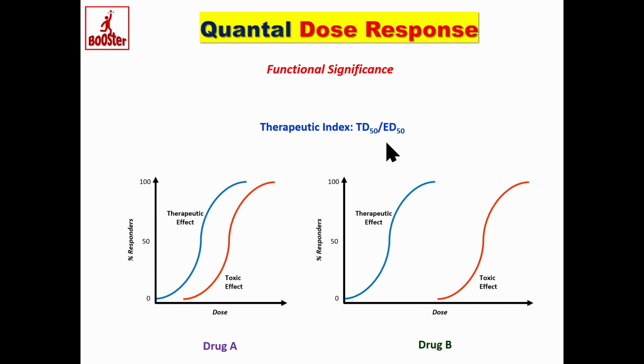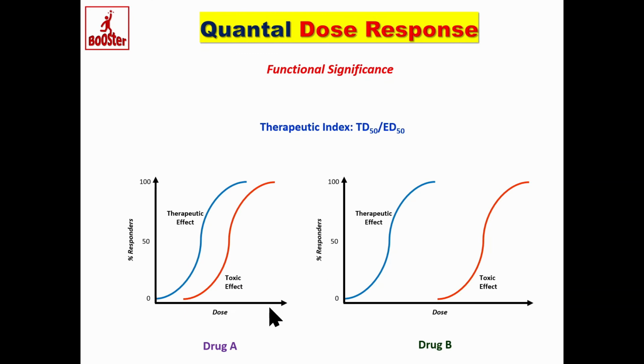So finally, let's look at how dose response can help you in clinical decision making, or what the functional significance of these is. For example, the quantal dose response can help you figure out the therapeutic index for a particular drug. So what is a therapeutic index? It's TD50 divided by ED50. TD50 is the toxic dose, ED50 is the effective dose. If you divide these, whatever index you get tells you the therapeutic index of the drug. The greater the therapeutic index, the greater the margin of safety for that particular drug.